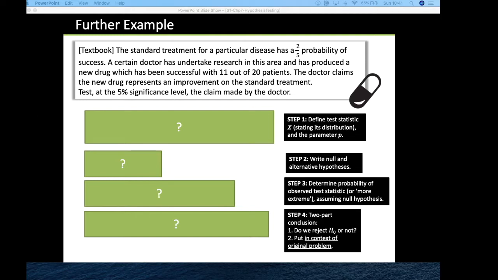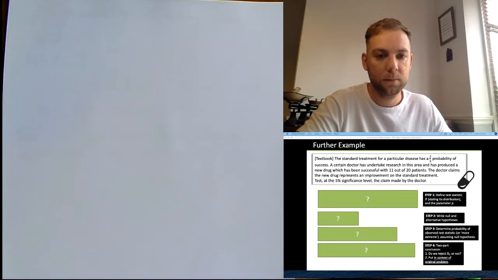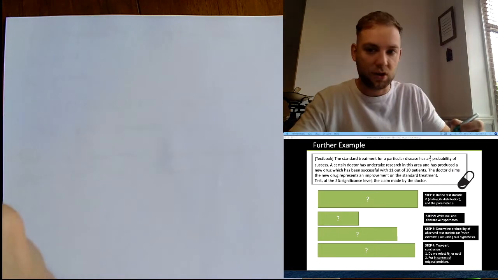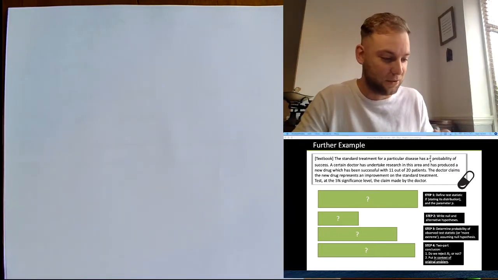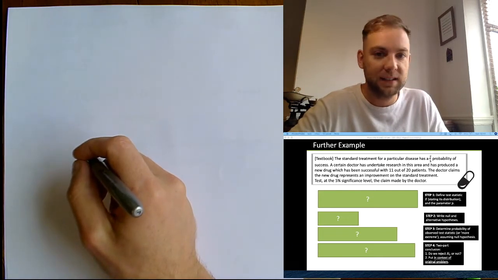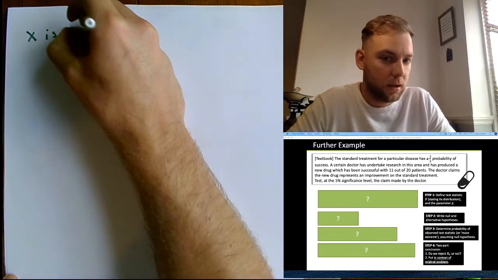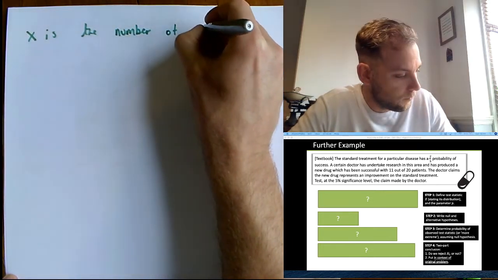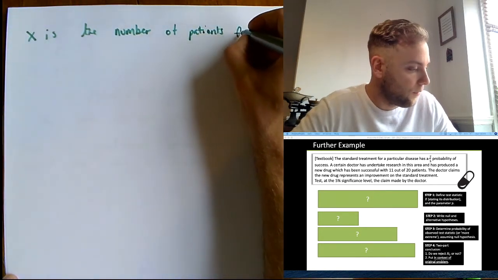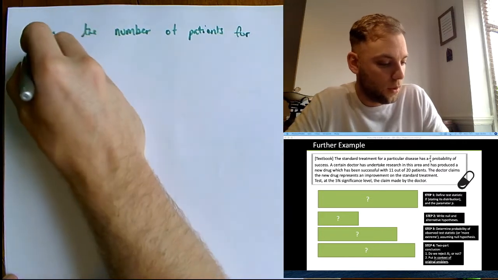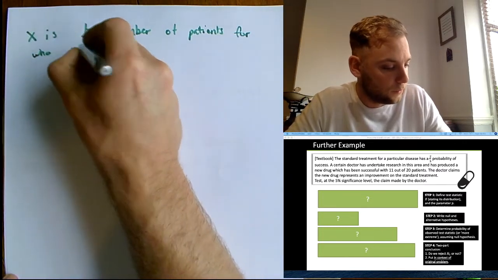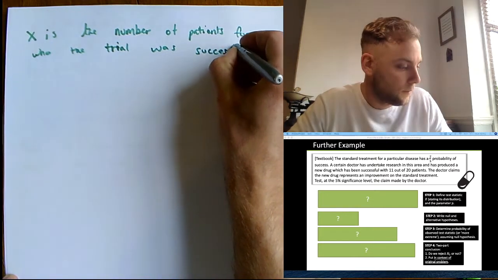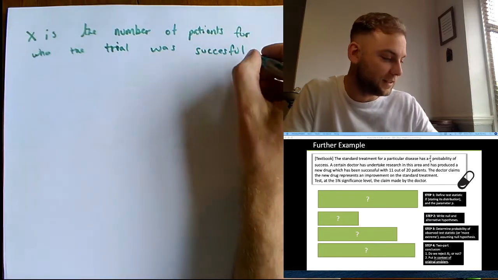So, looking at this one here, let's go back to what we said. We've got to, first of all, define X. So, define our test statistic in this case. Remember to make sure you're getting this down in your notes. Remember, the only way to learn maths is to do it. Okay? So, our test statistic in this one is that X is the number of patients for who the trial was successful.